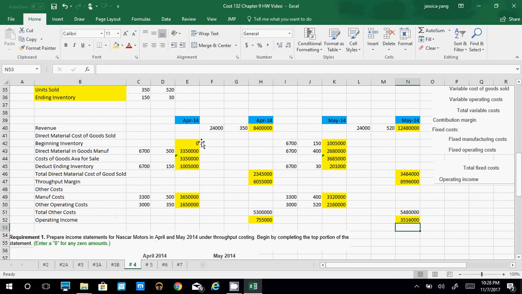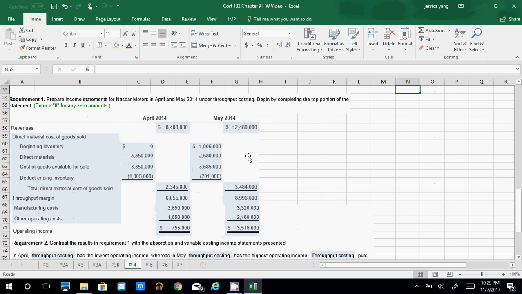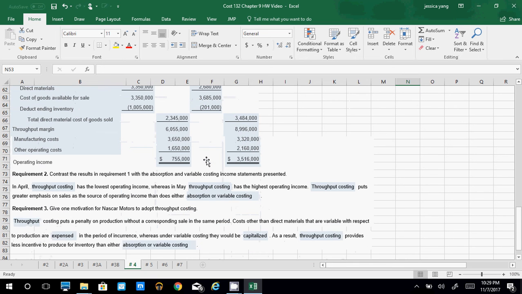With the answers that are in the yellow highlighted part, you could transfer these answers into the Pearson requirements. Once that's done, you move on to requirement number 2.